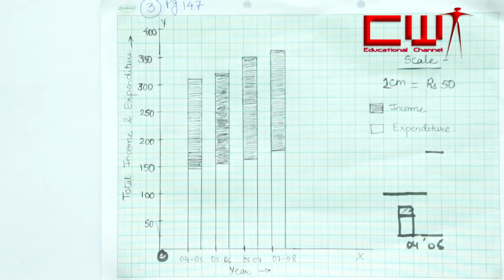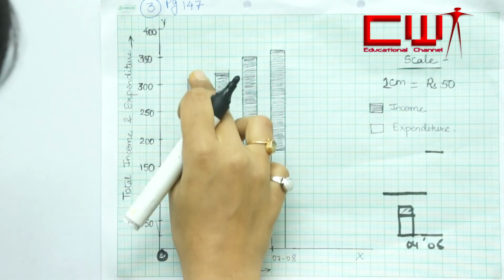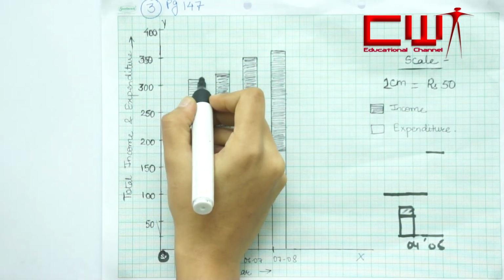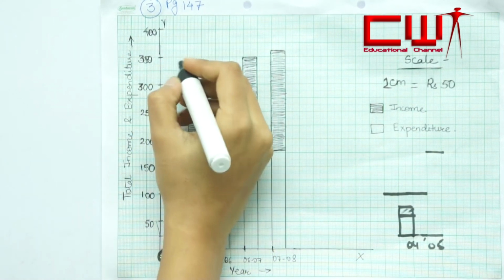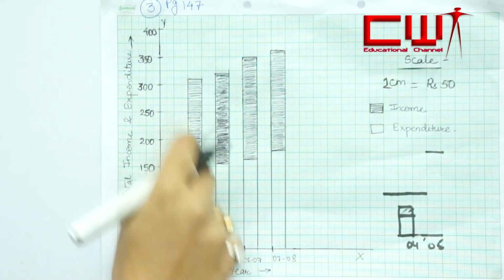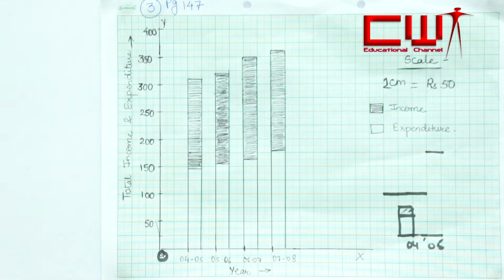So what would you do? You would add up: 155 plus 148, that is 303. So you will take the bar up to 303 and end it here. That will be the total. So your total length will be 303. Now you have to divide it between income and expenditure.